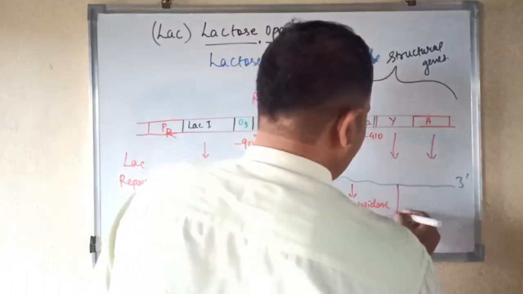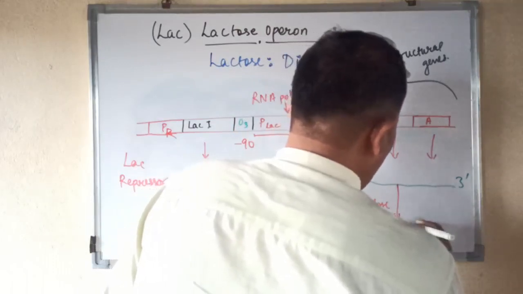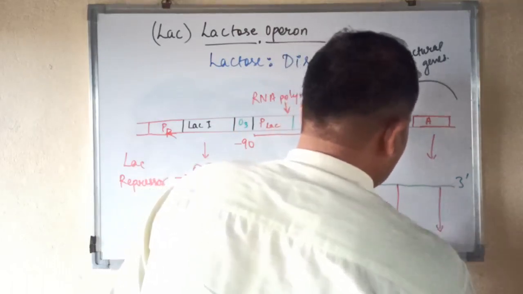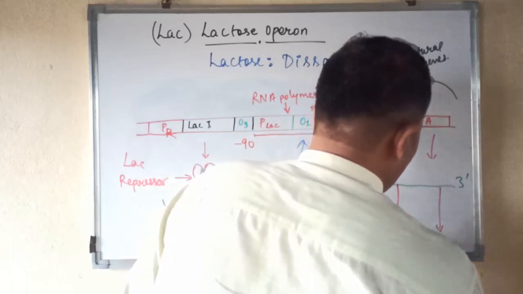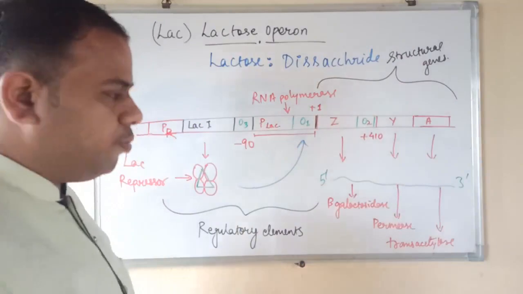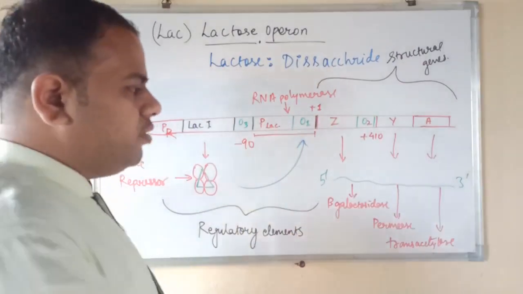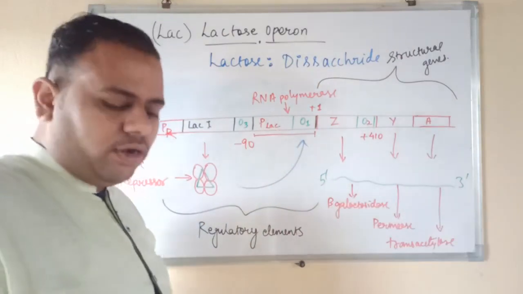Then second is permease. And the third is trans-acetylase. Okay, so all these three enzymes are going to be formed here in this way. So now when the three enzymes are formed, then the function of utilization of lactose is carried on.